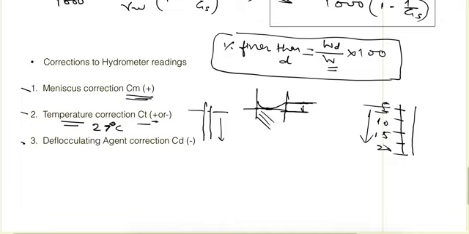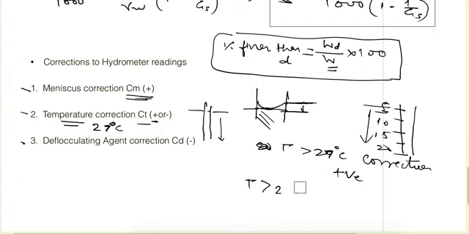So if temperature T is greater than 27 degrees Celsius, correction is positive, and T less than 27 degrees Celsius, correction will be negative. And the deflocculating agent correction, it will always be negative, because if we are adding some deflocculating agent in our liquid, the liquid density will increase.